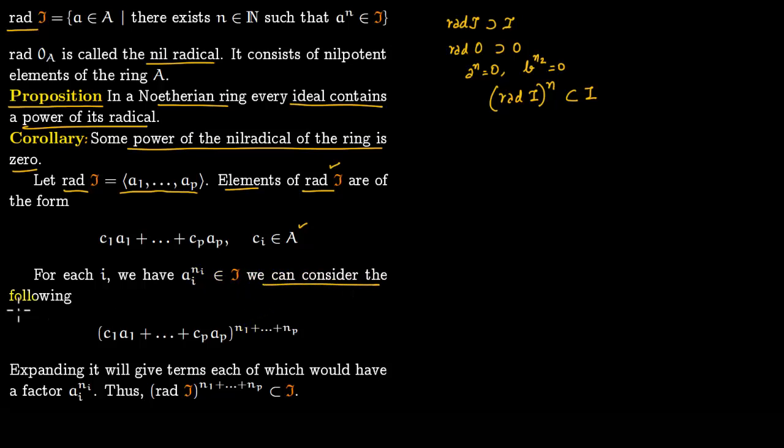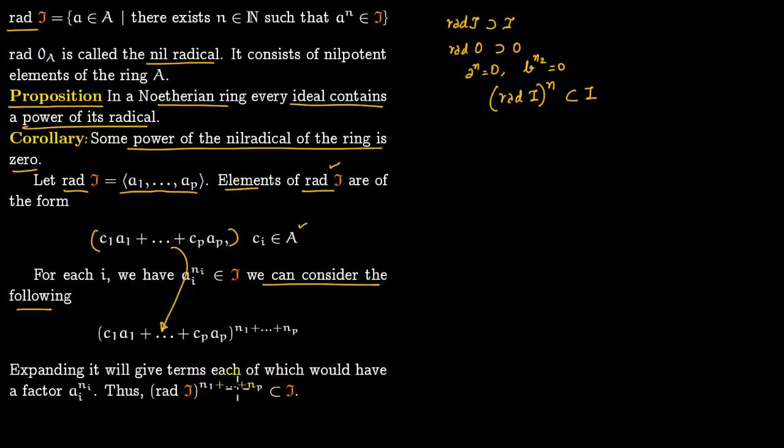So now we can consider just the following. You take this entire thing, we copy it down here, and we raise it to some power n1 plus all the way to np, and this is the power which works for everything. So expanding it, you use the multinomial theorem instead of the binomial theorem to expand it. The multinomial expansion will give you linear terms, but every term will have a factor ai to some ni. That would mean that it will lie in the ideal. So thus if you raise it to such a power, it will lie in the ideal I.